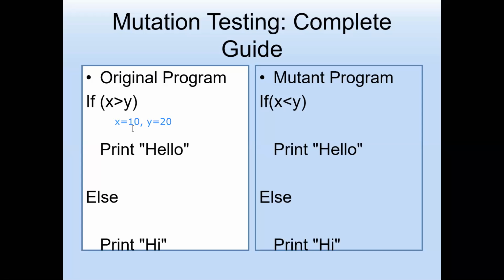So x is equal to 10, y is equal to 20. This is the value that I'm having. Is 10 greater than 20? No. In this case, the original program will result in the value hi. With respect to your mutant program, the print is hello. So this particular mutant program, you can kill it.